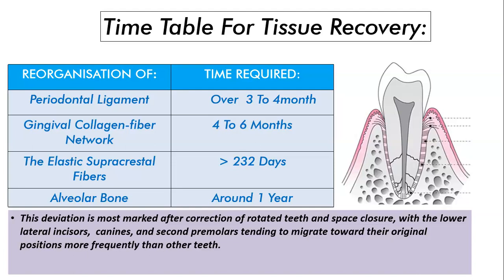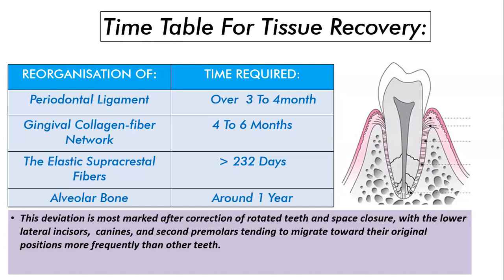Just read it out loudly so that it probably sits in your heads. 3 to 4 months. Gingival collagen fibers, 4 to 6 months. Your supracrestal fibers take more than 232 days, and alveolar bone around 1 year. So does it make sense now to why you probably advise patients that you need up to 1 year of wearing retainers?